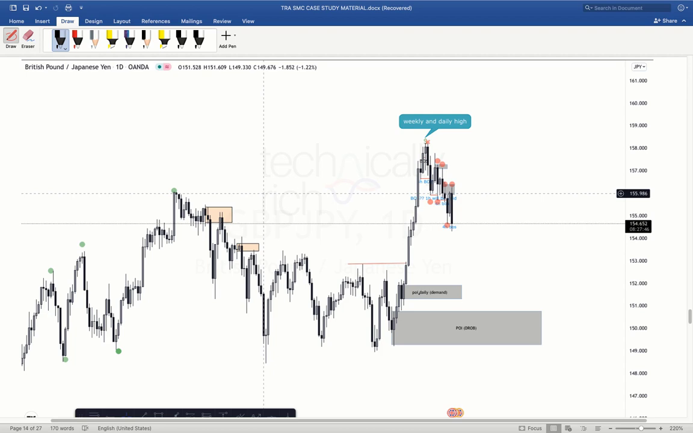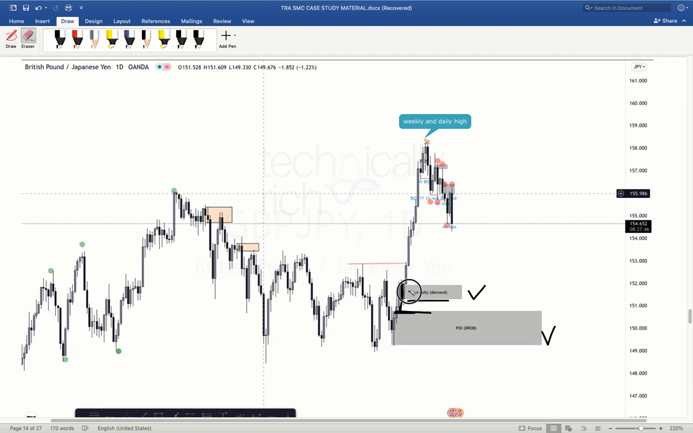The point of interest I mentioned: we have one here, this was one, and then this is another one. This is a refined order block here. So the daily refined order block looks like it has been mitigated with this candlestick before price continued the movement up. But there's another POI here, which is our daily demand level.